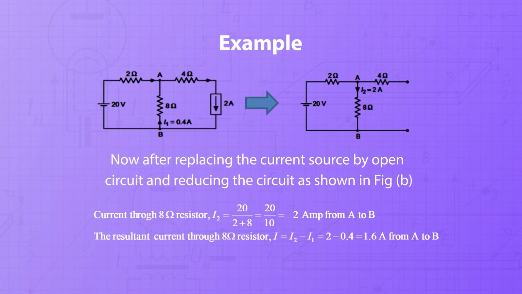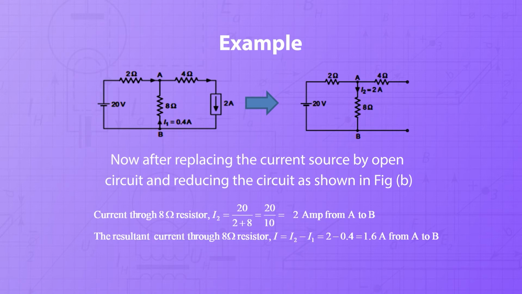So current through the 8 ohm resistor can be calculated as I2 is equal to 20 upon 2 plus 8, because there is only one current flowing due to this 20 volt source, which flows through the 2 ohm resistance and 8 ohm resistance. So total load in this condition is 10 ohm. So this I2 current is 20 upon 2 plus 8, that is 20 divided by 10, that is 2 ampere, and direction of current is from A to B.